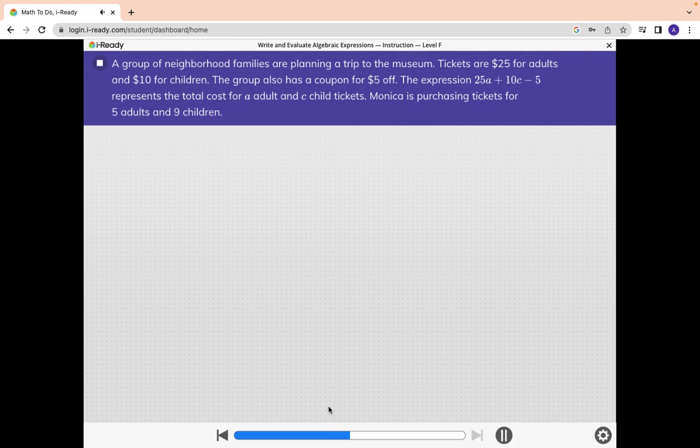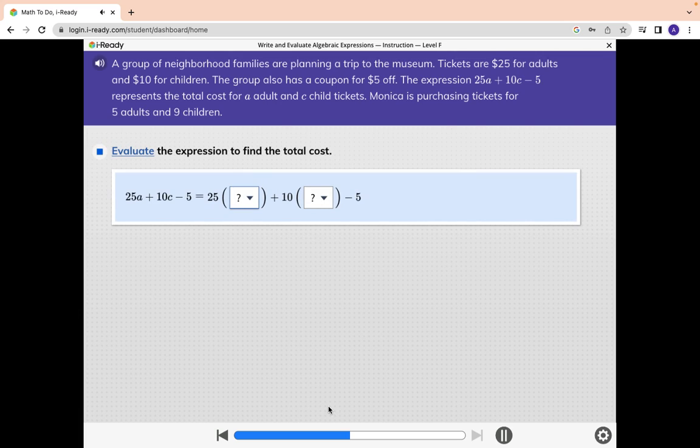A group of neighborhood families are planning a trip to the museum. Tickets are $25 for adults and $10 for children. The group also has a coupon for $5 off. The expression 25A plus 10C minus 5 represents the total cost for A adult and C child tickets. Monica is purchasing tickets for 5 adults and 9 children. Evaluate the expression to find the total cost.